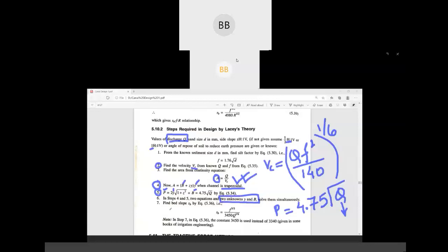So in the last step we are going to find out the bed slope using this equation. Okay, that is SB equal to F to the power 5 by 3, 3450 Q to the power 1 by 6. Okay, so kindly write down all the steps. Because when you are going to solve numericals, we have to follow step by step.